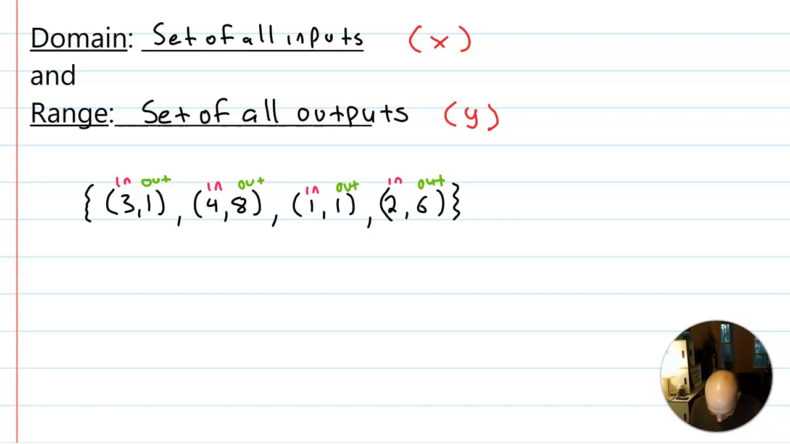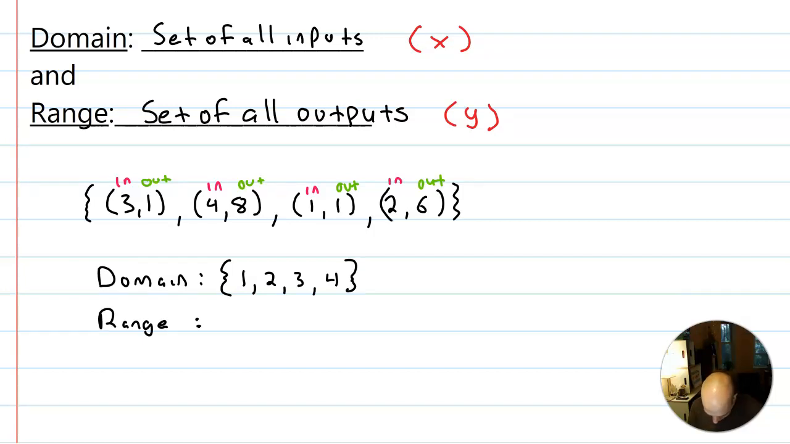So the domain is the set of all inputs. And in this case, the domain is just the single numbers 1, 2, 3, 4. So I'll write a set bracket and then make the list 1, 2, 3, 4. And the range is the set of all outputs, and the outputs are 1, 6, and 8.